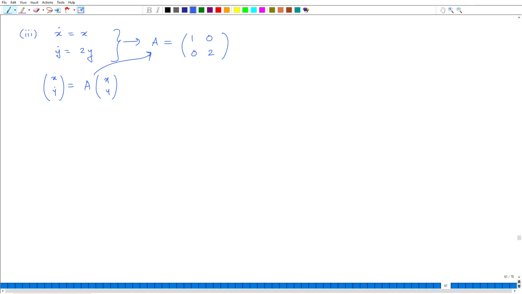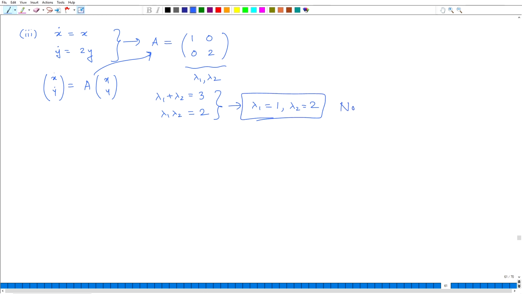If it has two eigenvalues lambda 1 and lambda 2, then of course lambda 1 plus lambda 2 will be the trace of the matrix, 3, and lambda 1 lambda 2 will simply be equal to 2, which is the determinant of the matrix. If you now solve them exactly, you will find lambda 1 is equal to 1 and lambda 2 is equal to 2. Now, both of the eigenvalues are positive. So it is a node, as both lambda 1 and 2 are of the same sign.